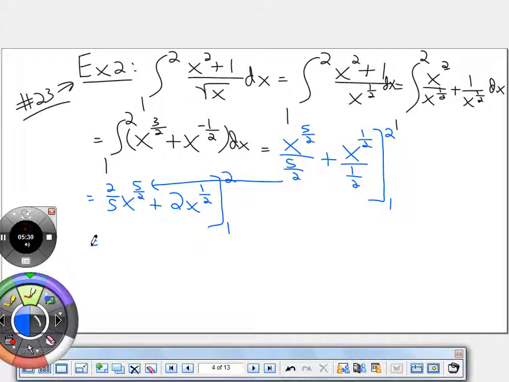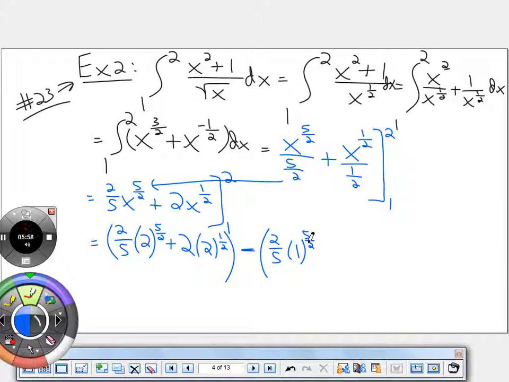So let's do it. So we got 2/5, and I'm going to go ahead and throw a 2 in here. And that's raised to the 5/2 plus 2, and that's 2 raised to the 1/2. So I plugged in the 2 for everything, and then minus, and then now I'm ready to plug the 1 in for everything. So I've got 2/5, and it's 1 to the 5/2. I mean, that's not going to do anything, but I'll put it in anyways. And I got 2, and then I got 1 raised to the 1/2. All right, so that's what I've got so far.